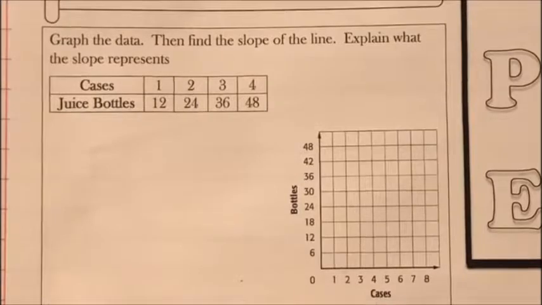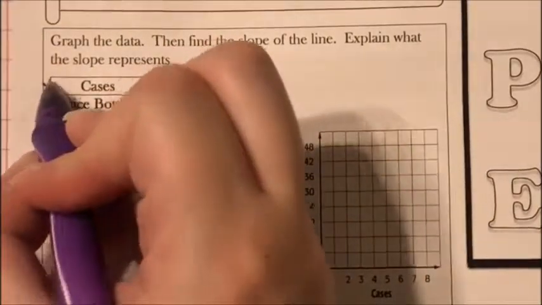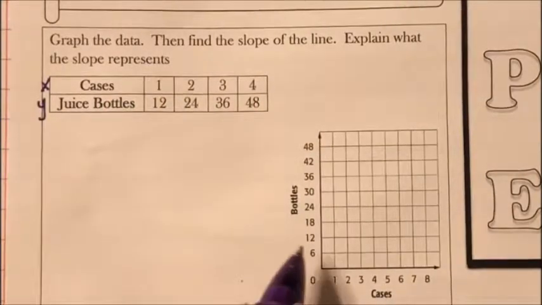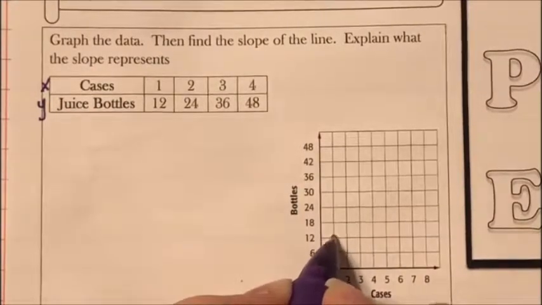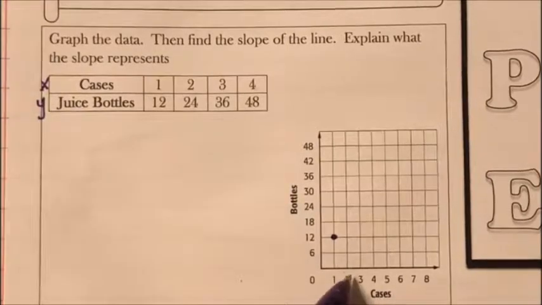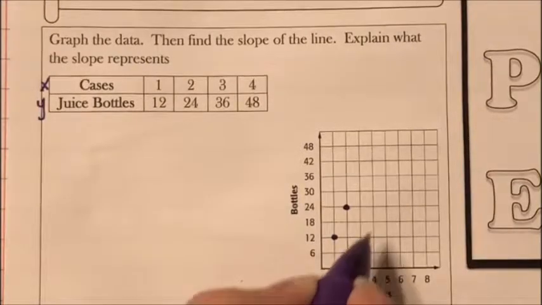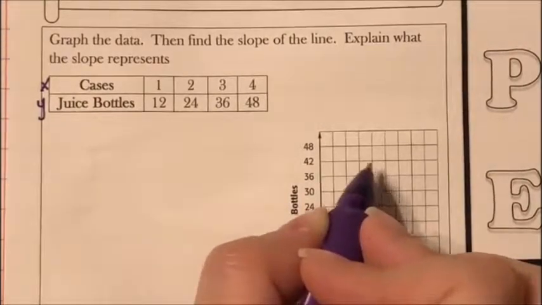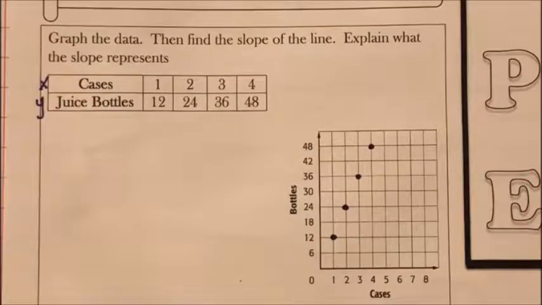Okay, so I'm going to come over here to my graph, and it says bottles on the y-axis and cases on the x-axis. So that tells me cases is x, juice bottles is y. Okay, so x, so one case, so go over 1 up to 12, make a point, go over 2 up to 24, make my next point, over to 3 up to 36, and then over to 4 up to 48. Okay, so there's my data that I've graphed.